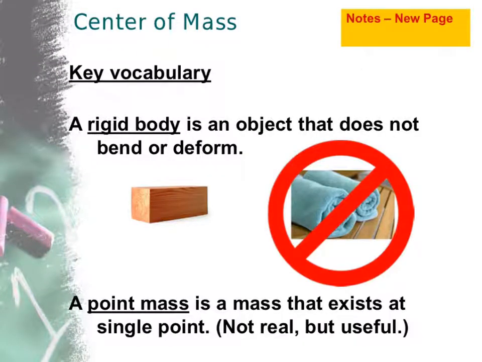Before I start getting into center of mass and how to calculate it, we need to define some key vocabulary. So the first key term you're going to hear during this lesson is what's called a rigid body. A rigid body is an object that doesn't bend or deform. So a block of wood would be a good example of a rigid body because it's not something that can get bent out of shape very easily or change its shape very easily. So that would be a good example of a rigid body.